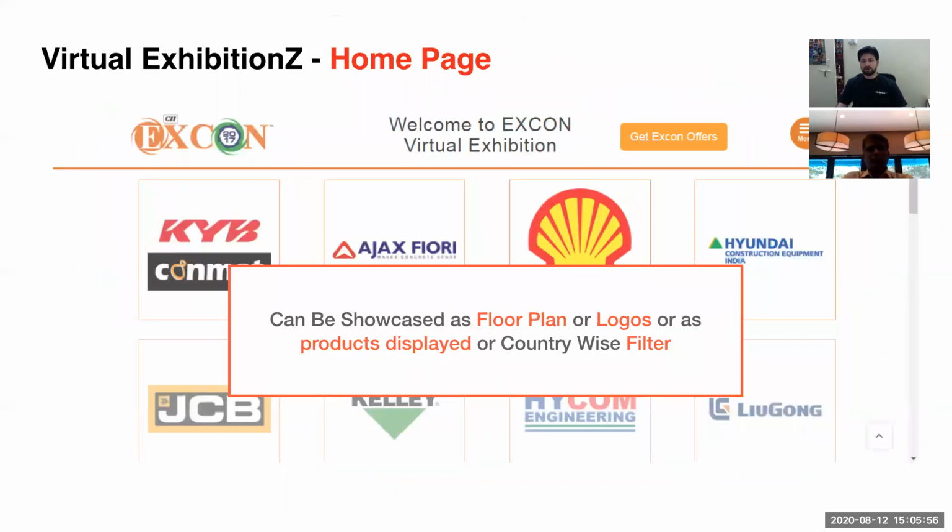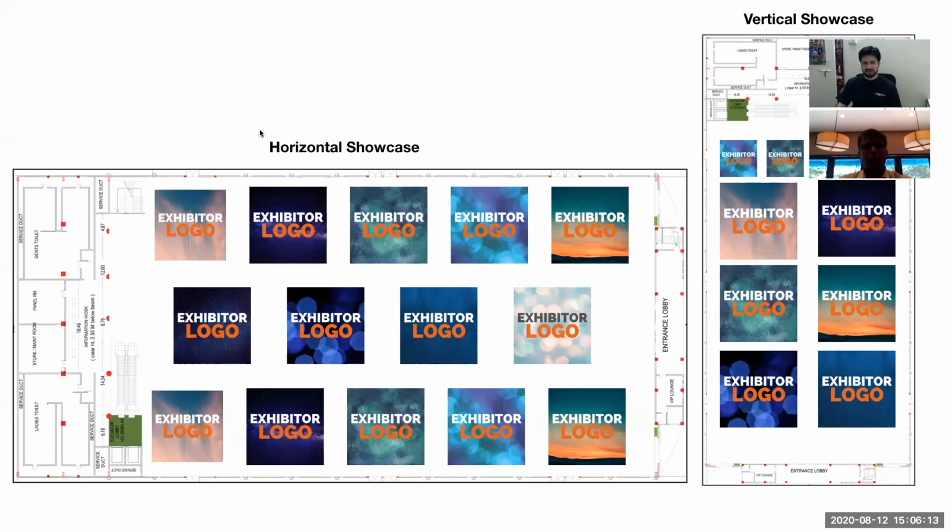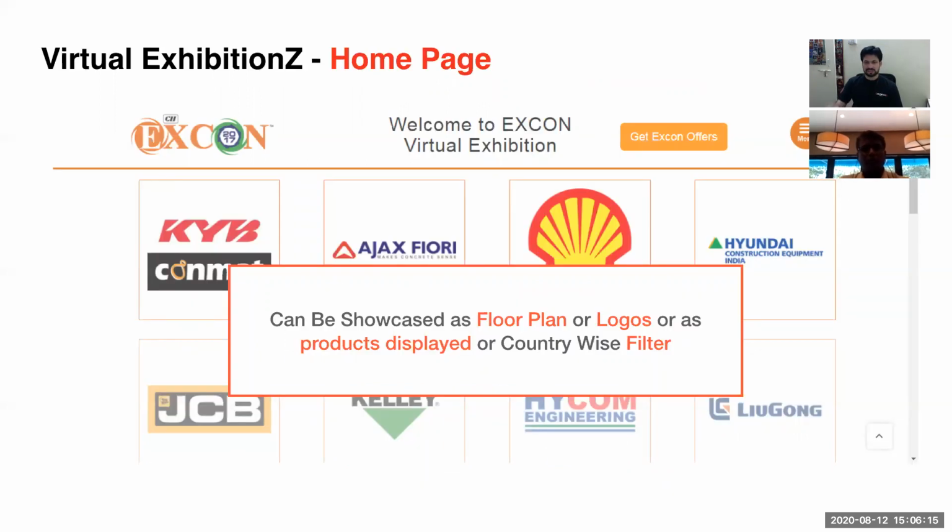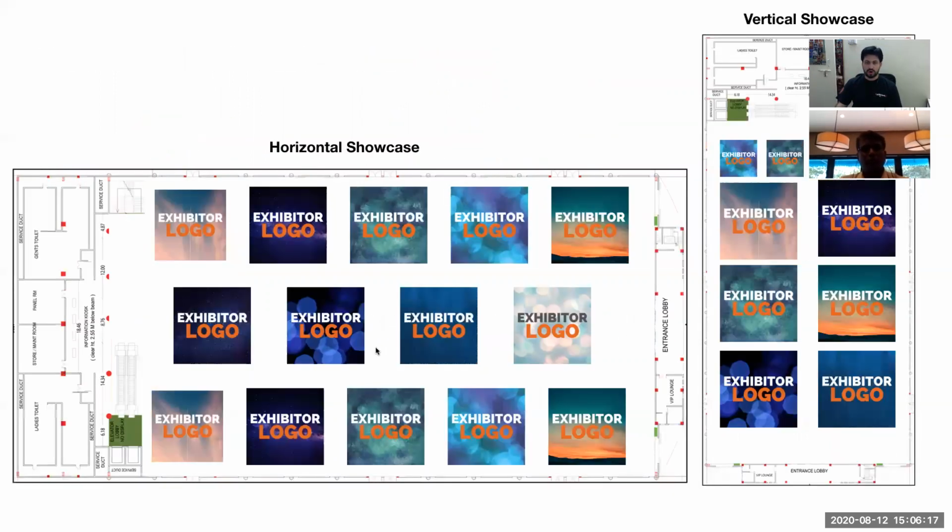The way we showcase it is, when it comes to an exhibition, we did this for XCon, which also happens at BIC. We shared that you can have these logos in place, and the virtual exhibition takes place where the person clicks on it. So either we simply show logos, or we can show logos in a floor plan, in a vertical or horizontal order.